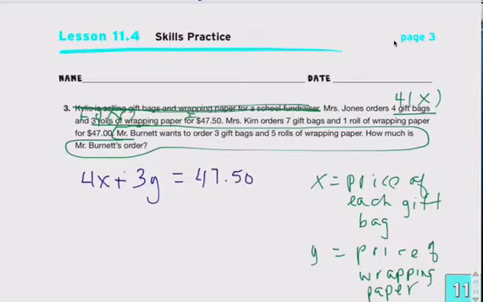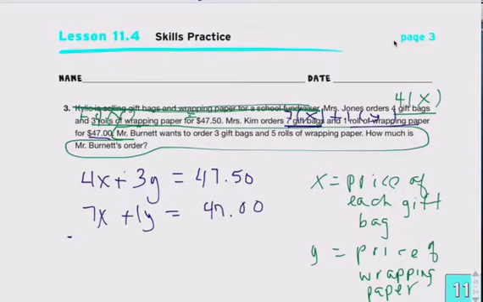Mrs. Kim orders 7 gift bags and 1 roll of wrapping paper equals $47. Okay, so she orders 7 gift bags. 7 times the price of the gift bag, which is x, so we know how much 7 will cost. And 1 times the price of the wrapping paper, which is y, equals $47. 7x plus 1y equals $47.